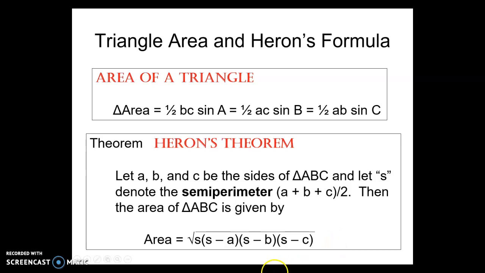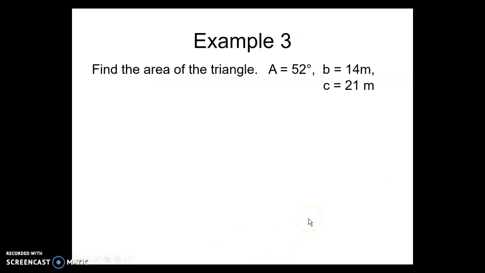You can find the area of a triangle by just knowing the sides of the triangle. You don't have to worry about knowing the height of the triangle, which is kind of cool, because usually we always got to figure out the height. So, a neat formula here. You need to find the semi-perimeter to use it.